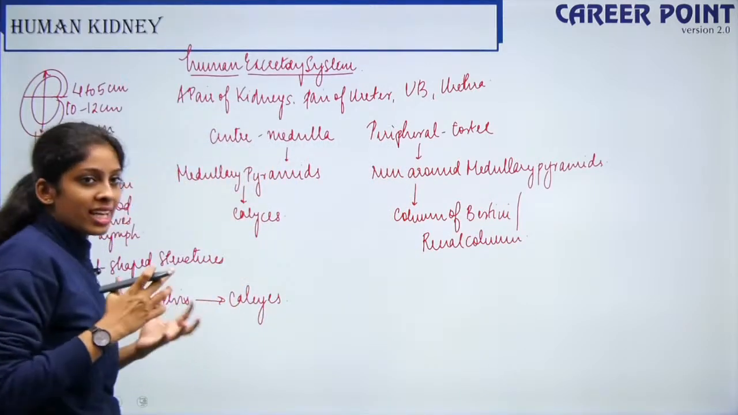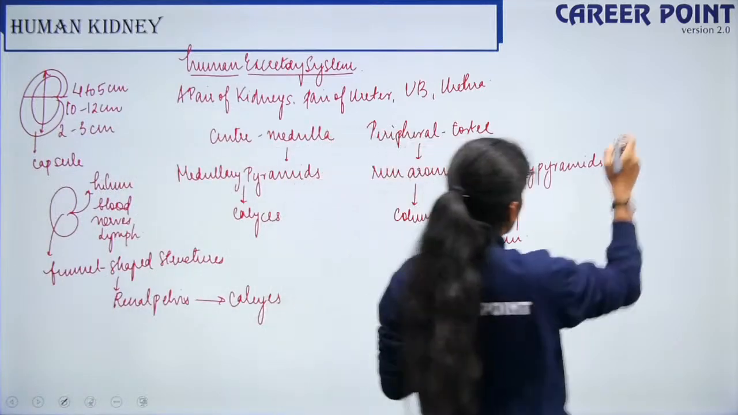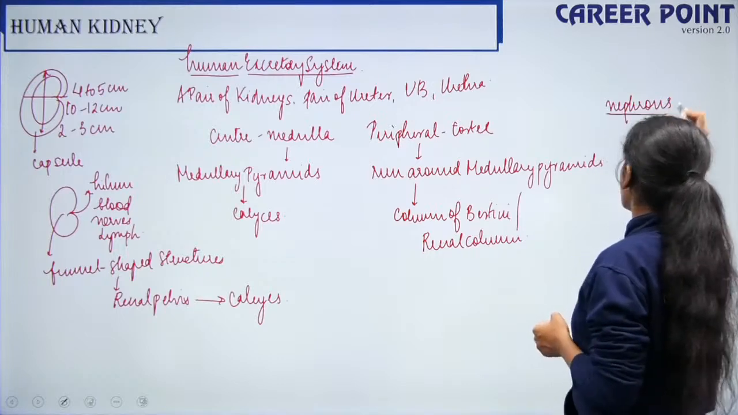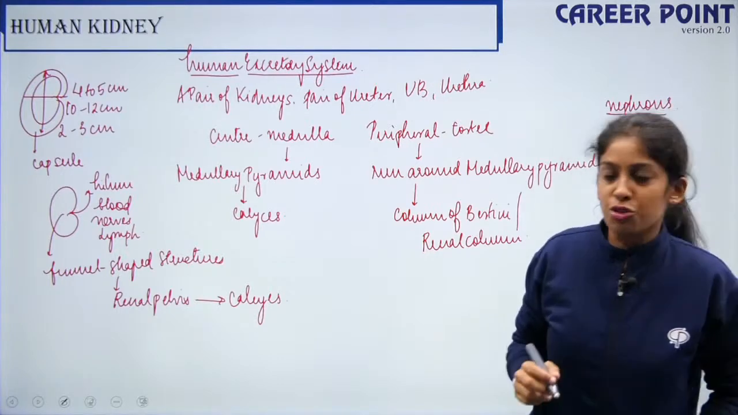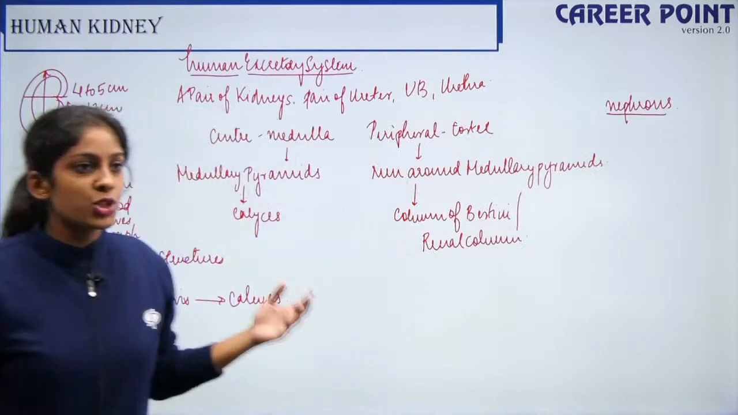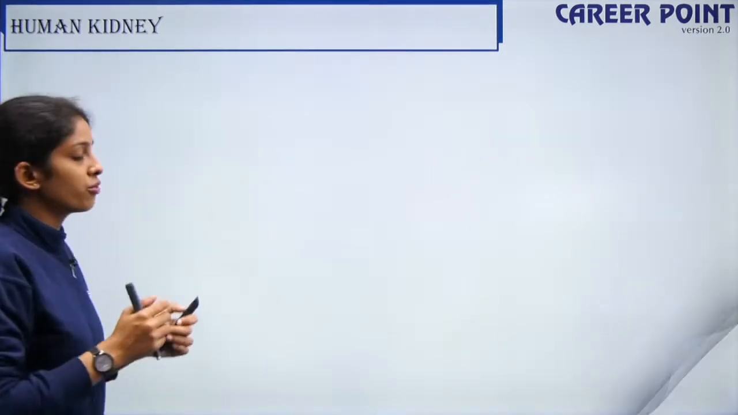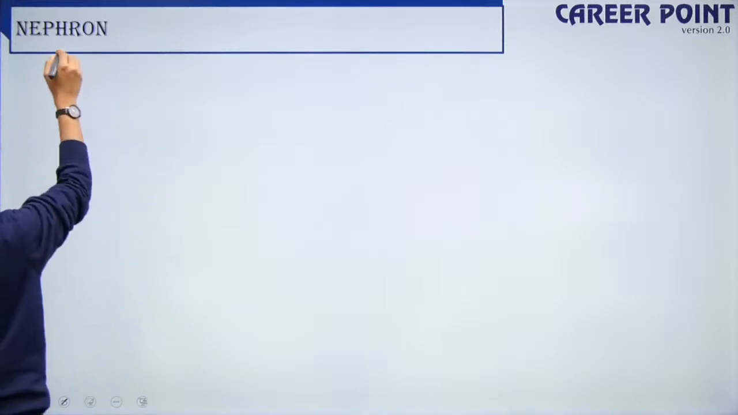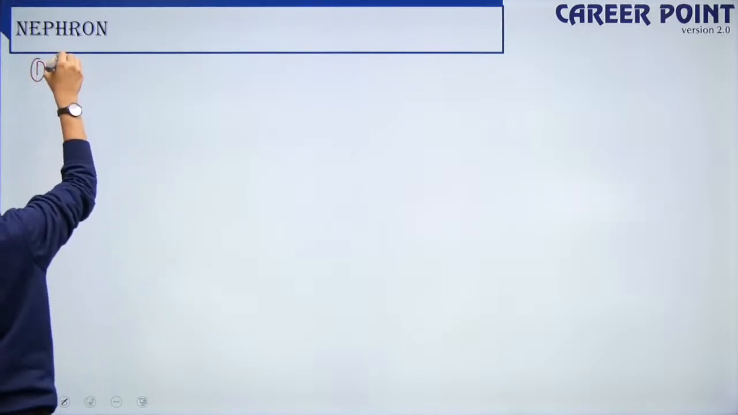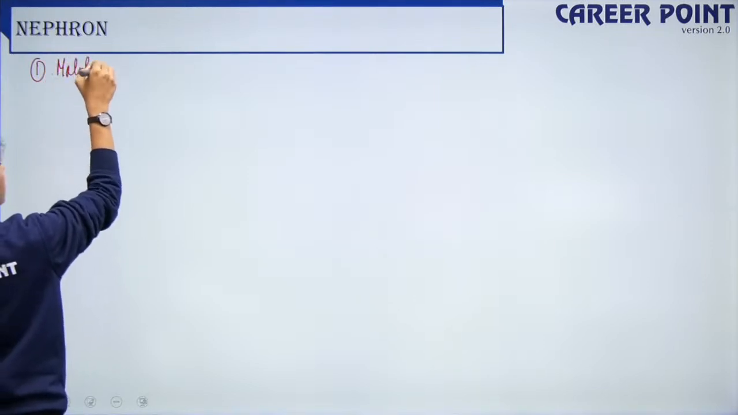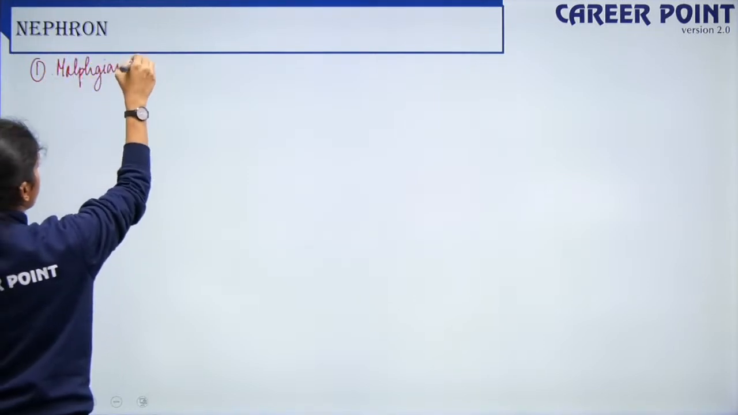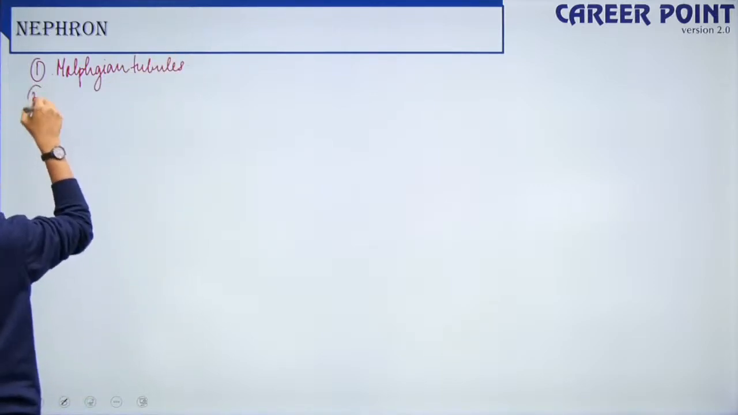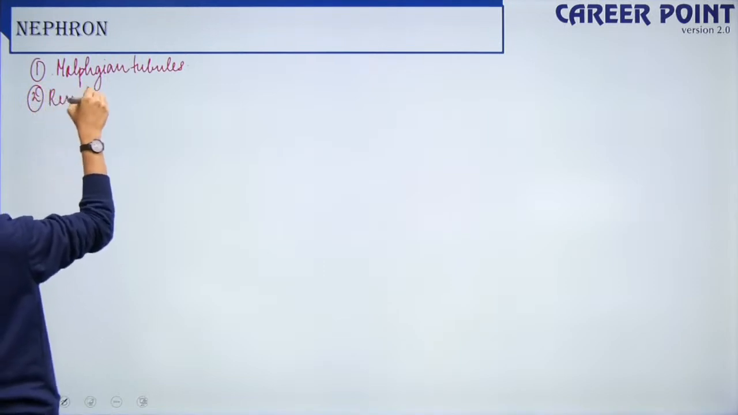Now the kidney is made up of structural and functional units known as nephrons. We have millions of nephrons in each kidney. Nephrons form the structural and functional unit of the kidney. Next we are going to talk about the structure of the nephron. How is the structure of the nephron defined? The nephron has two structures. The first one is the Malpighian body, which is also known as the renal corpuscle. The other one is the renal tubule. So we have two parts, right?